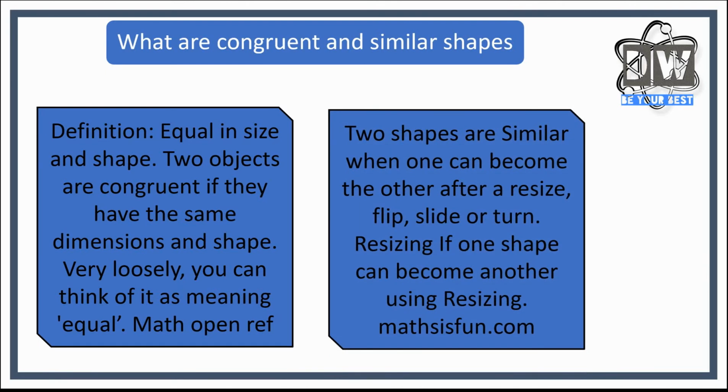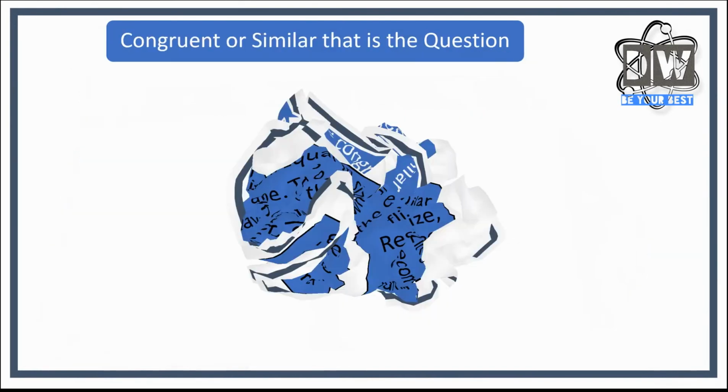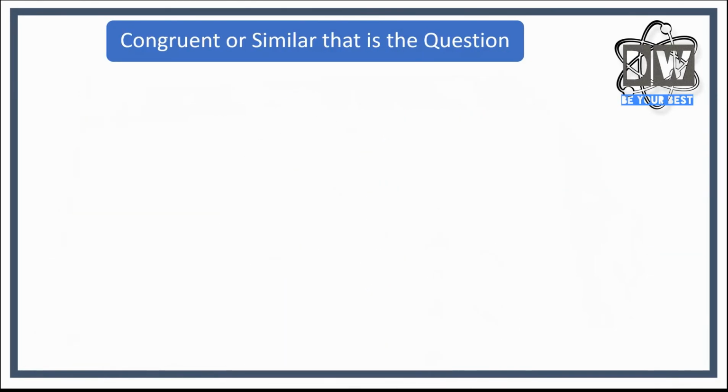Similar: two shapes are similar when one can become the other after resizing, flipping, sliding or turning. If one shape can become another using resizing, that's from mathsisfun.com. And I'm going to go through a couple of examples here. It really is that simple.